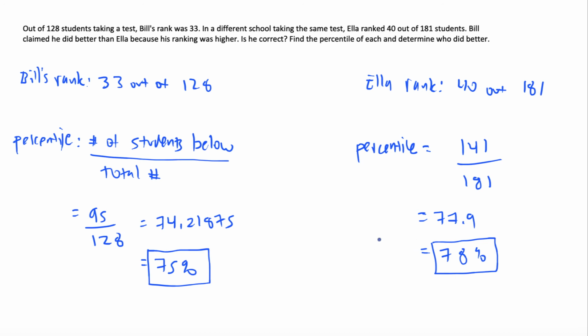So based on the percentile here, who did better? Well, Ella did better because her percentile is higher. So there's definitely the ranking, which is just the placement or the number, and the percentiles. You want to make sure that you compare these accordingly whenever you're trying to find out who did better.